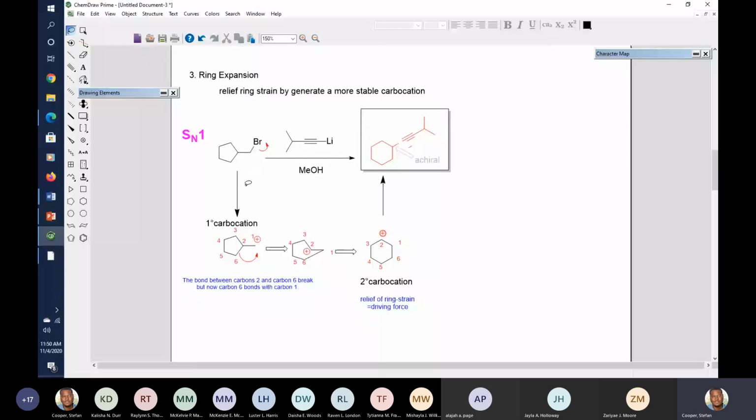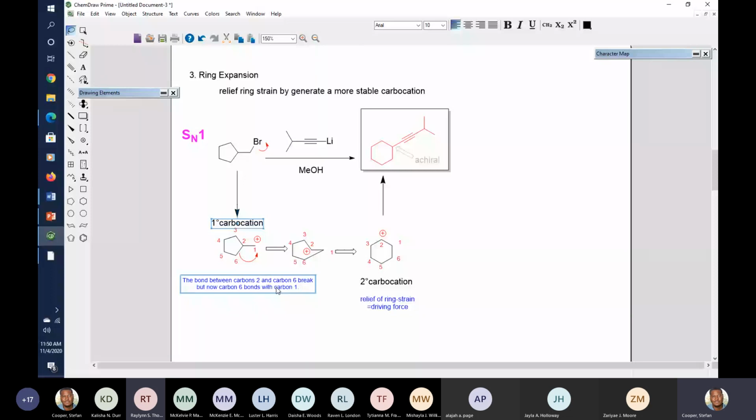So when this leaving group leaves, I generate a primary carbon cation, right? This primary carbon cation has next to it a relatively strained ring here, which is a 5-member ring. This ring will open to generate a 6-member ring, all right? This 6-member ring is a better ring, and it has a secondary carbon cation. So there's favorable things going for it. Now the nucleophile will attack, and you would generate this as your final product. Okay? You guys feel better with that?